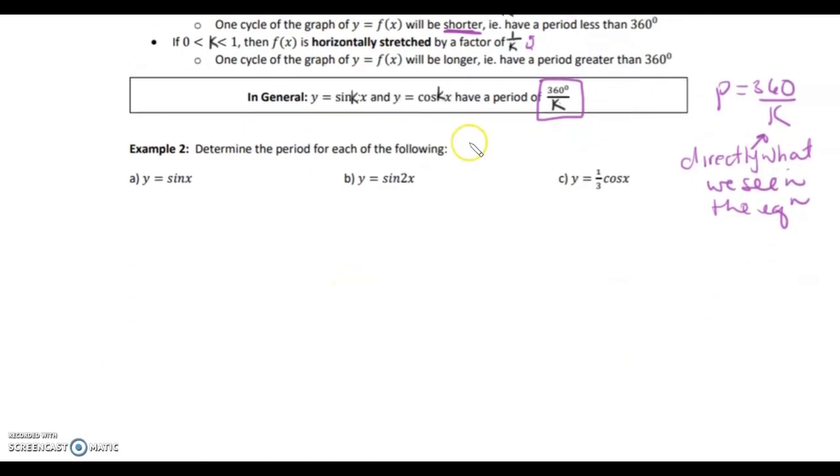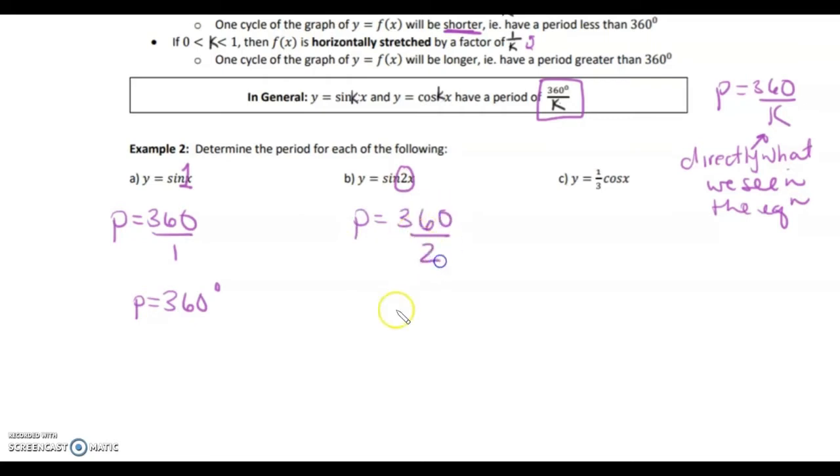So determine the period of each of the following. So this x technically has a 1 in front of it. So the period equals 360 over 1. So the period of the original, as we can see, is 360. This time our k value is 2. Period equals 360 over 2. So our period is going to be 180.